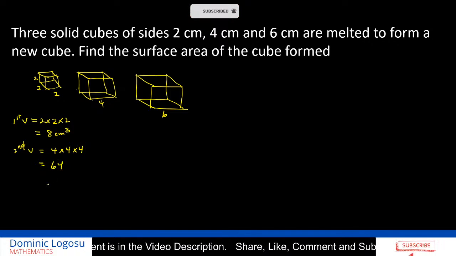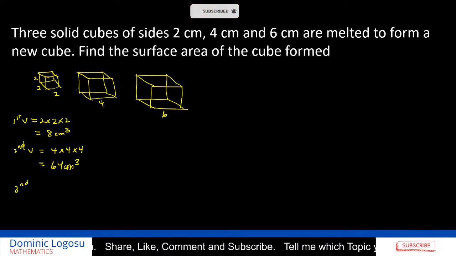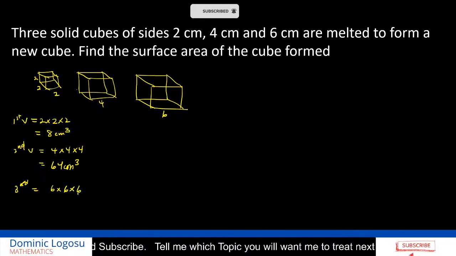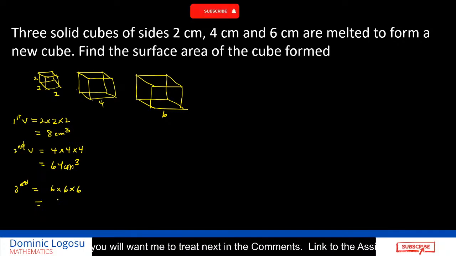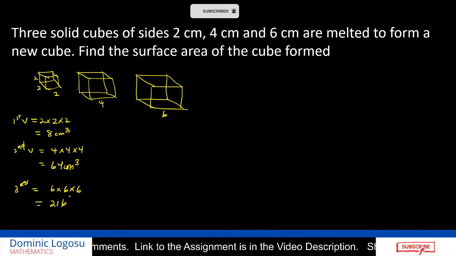Okay? 64. So 64 centimeter cube. And then the third one basically is going to be 6 times 6 times 6. 6 times 6 will give us 36 times another 6. What do you think the answer to that will be? 6 times 6 times 6 should give us 216. Now they are saying that all this was melted.